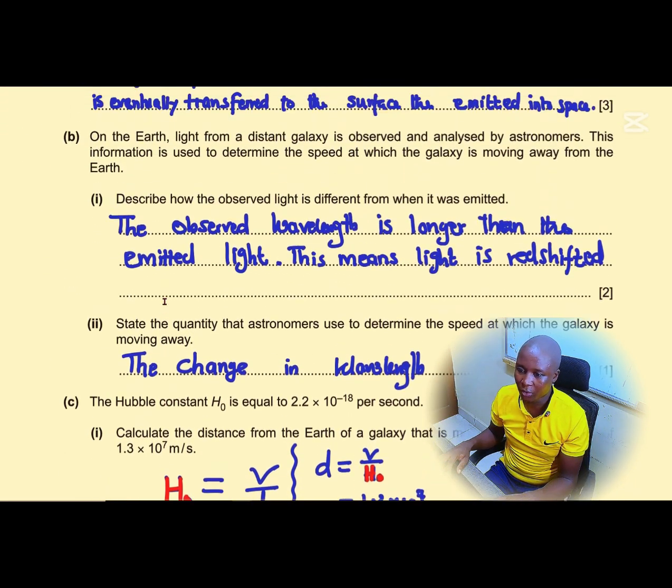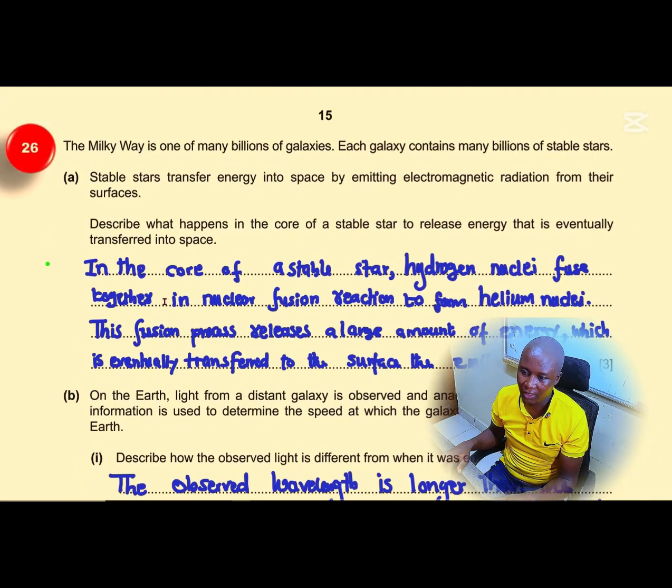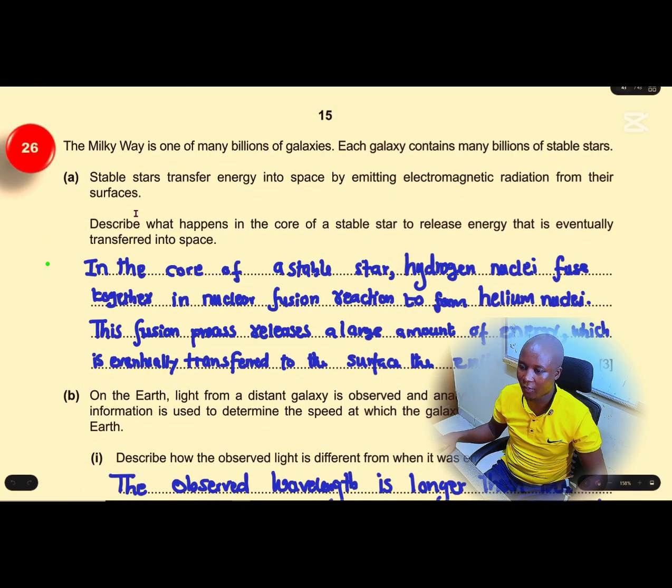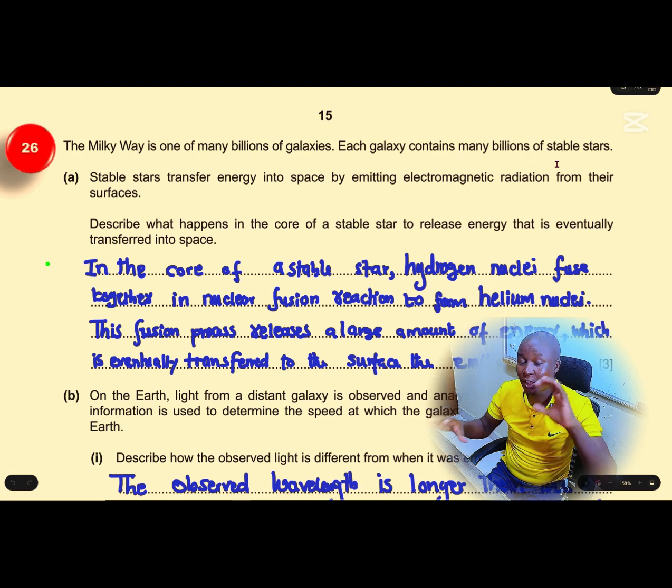Now let's move to space physics. Under space physics, we are told that the Milky Way is one of many billions of galaxies. A collection of billions of galaxies forms what? The Milky Way is one of the many billions of galaxies we have, and each galaxy contains billions of stars.